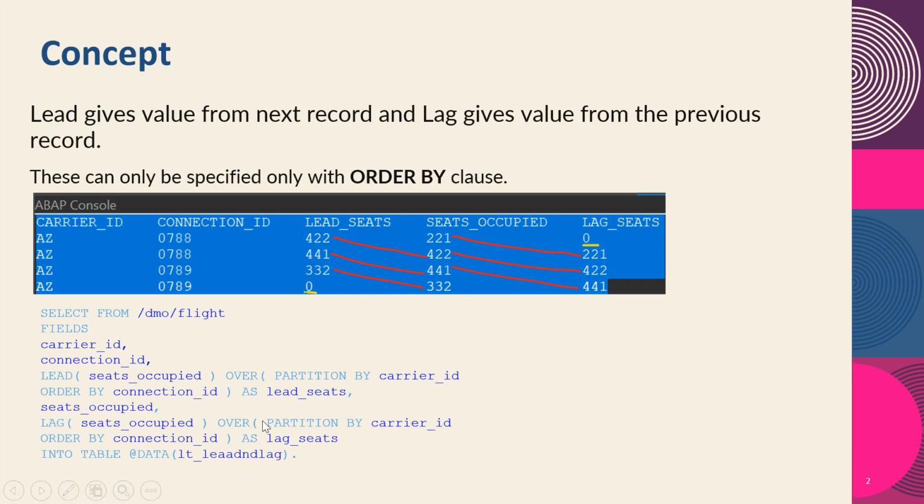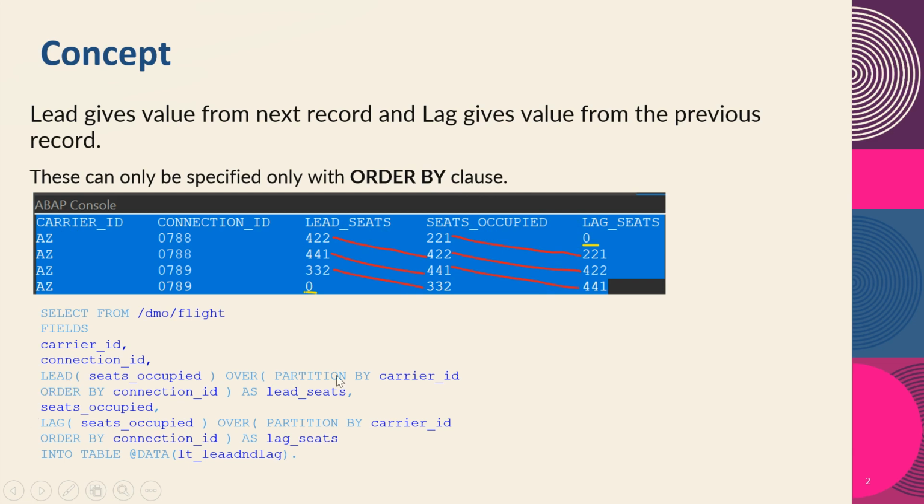Let's see this select query. I am selecting data from demo flight and the fields are carrier ID, connection ID, and the third column is lead seats occupied, and next is lag seats occupied, and over partition, the partition is done on carrier ID. For a particular carrier ID, we are going to activate the lead and lag on the column seats occupied. So for each carrier ID, I am activating lead and lag on seats occupied.